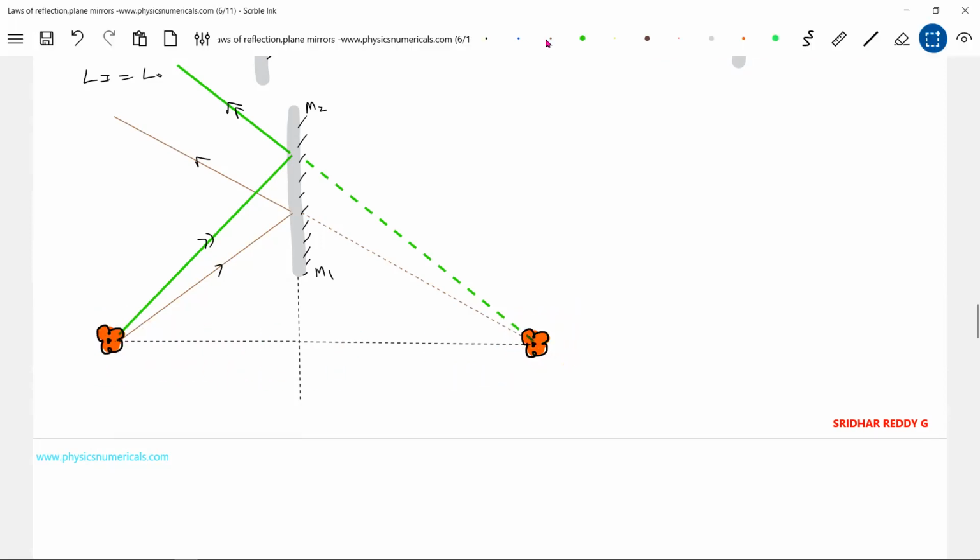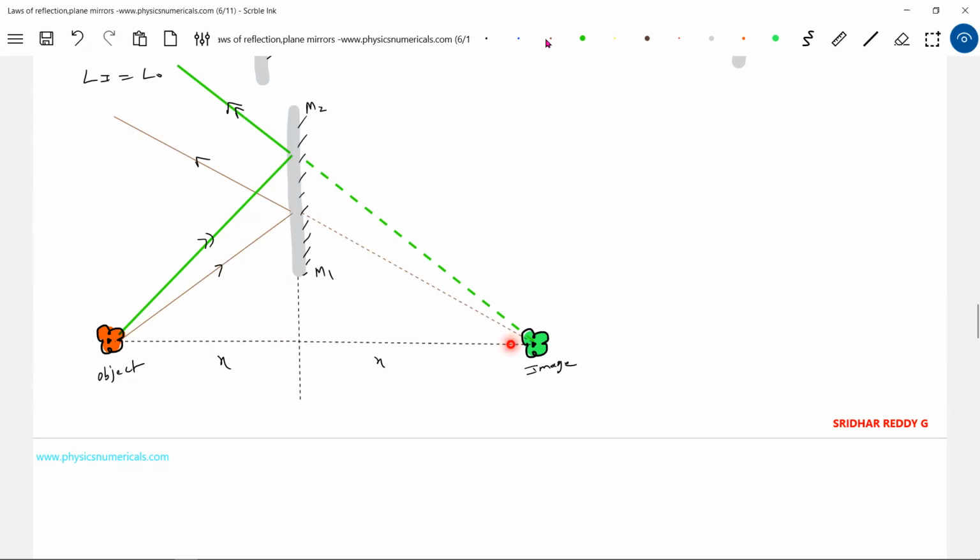Color will not change. The red color flower will appear red color only. To make note, to show the difference between object and image, I'm giving different colors for the object and the image. So this is the object. This is the image. If you calculate this distance, object distance is in fact equal to image distance.